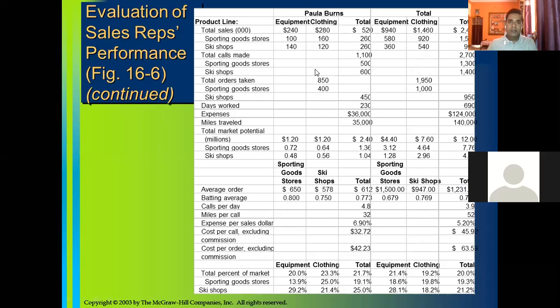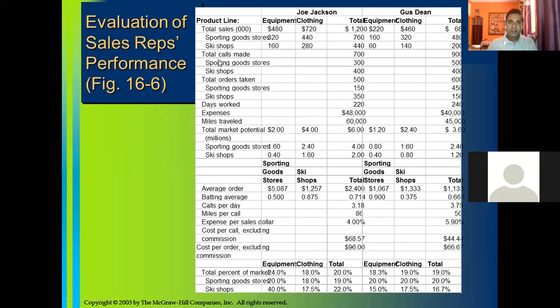So what you can see here are the product lines: equipment means skis and ski accessories, and clothing means ski pants and parkas, for Joe Jackson. So this is product line wise, this is the target market, type of store wise, and this is the total. Again, this data is for Joe Jackson.